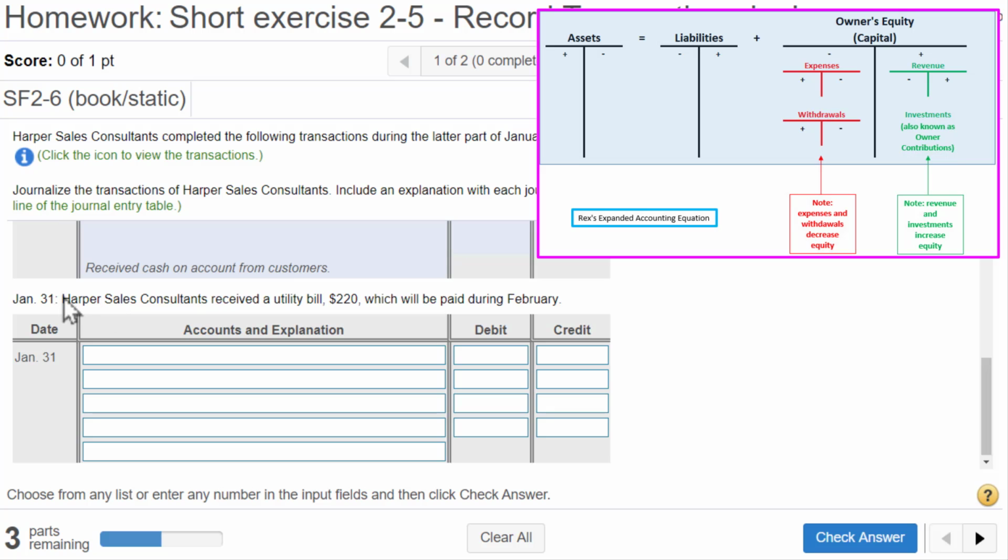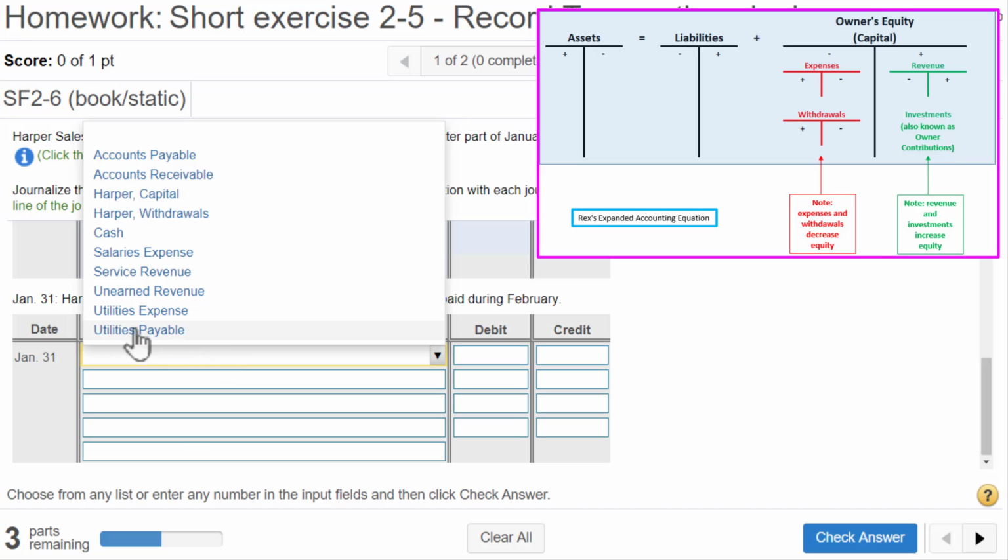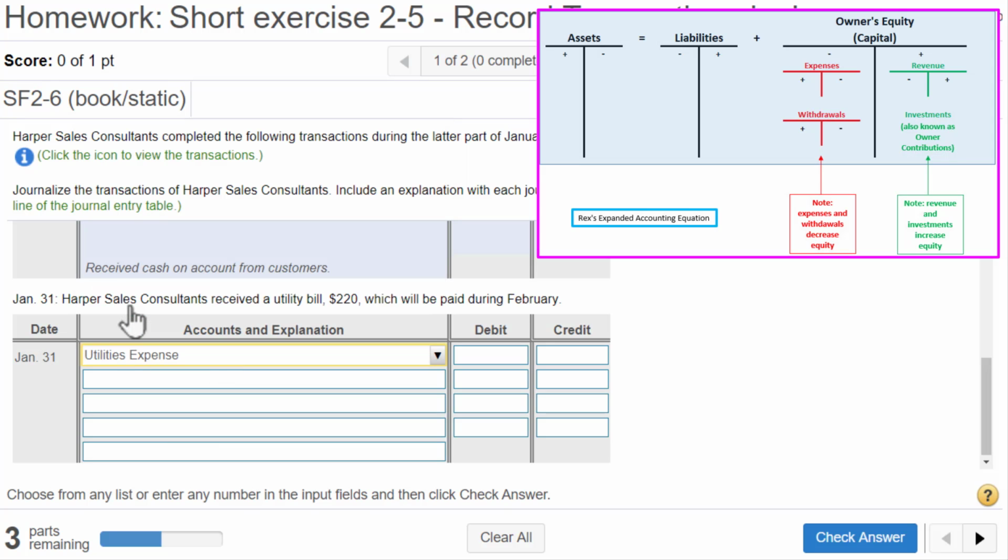Fantastic. Next, January 31st, Harper Sales Consultants, that's us, received a utility bill, $220, which will be paid during February. So notice it's January. We're going to pay it in February, so we're not paying it now. So this is some type of a payable. But let's first talk about, well, what is the expense for? It's a utility expense. So let's see if they have a utility expense account.